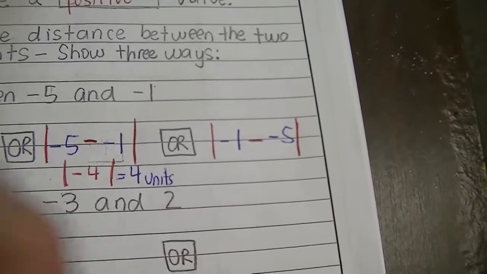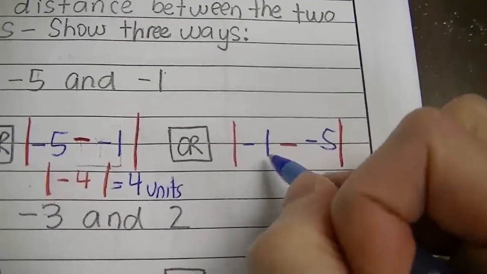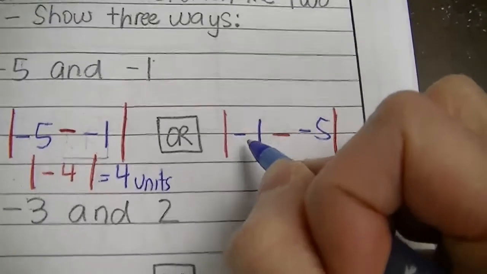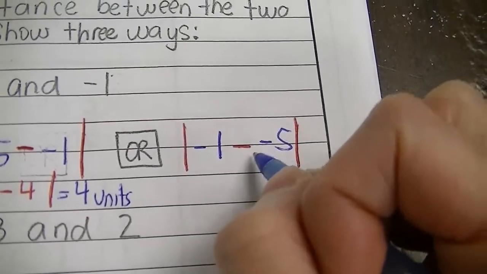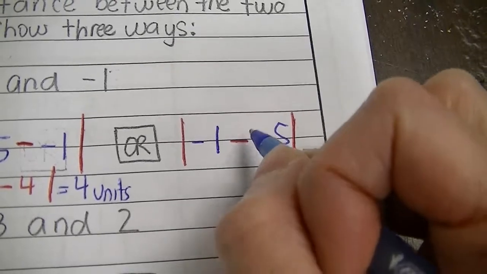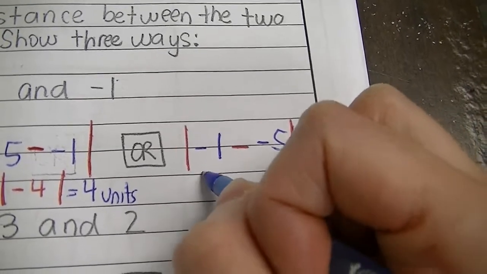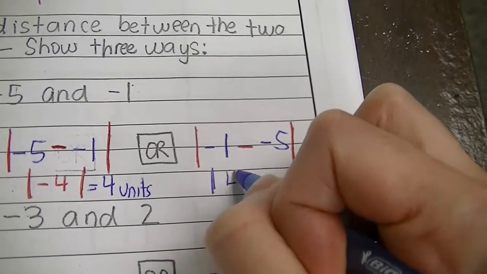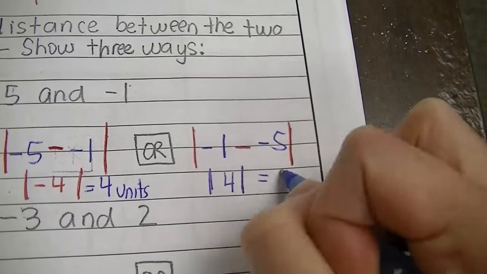So you are going to find the absolute value of this right here, -1 minus a -5, which, when you think about subtracting a negative, it's adding. -1 plus 5, which is positive 4, so you're finding the absolute value of 4, which gives you 4 units.